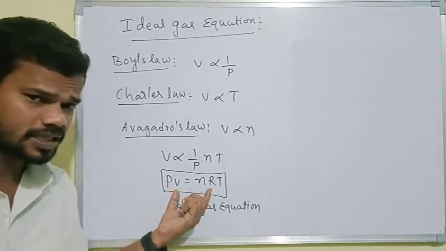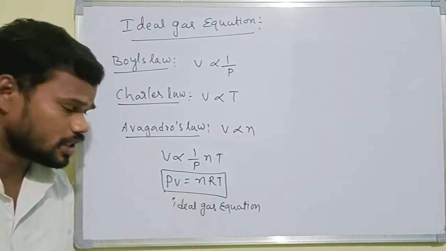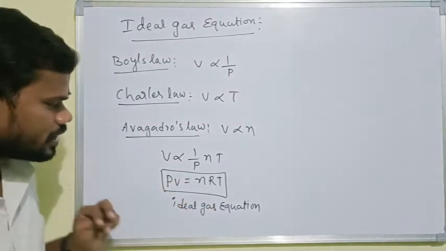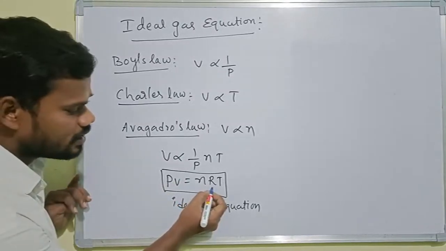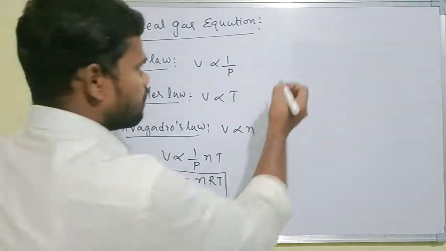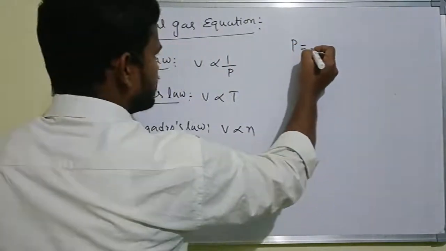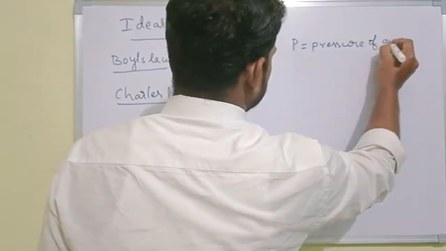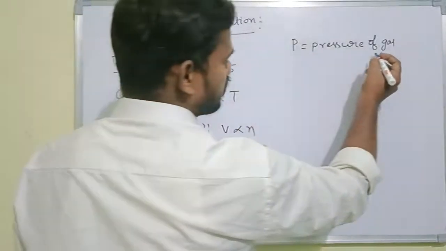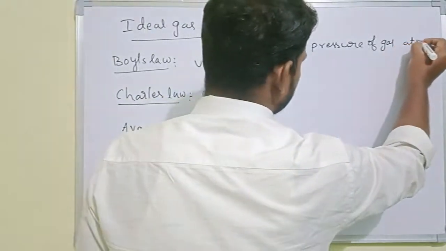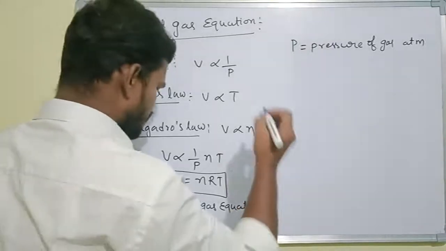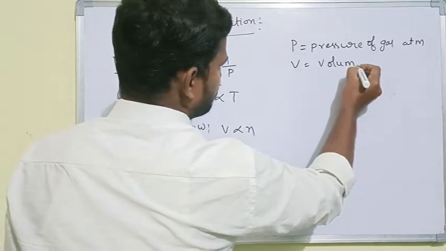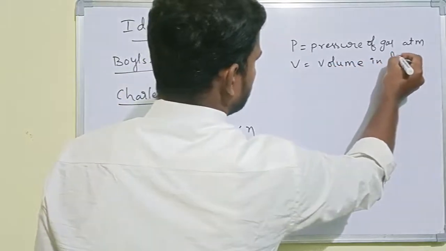By using this equation, we can solve many questions. Now we can discuss how we should solve those questions. In PV equals nRT, R is a constant, the universal gas constant. P is the pressure of the gas, and we always take pressure in atmospheres only. V is the volume, and we take volume in liters.